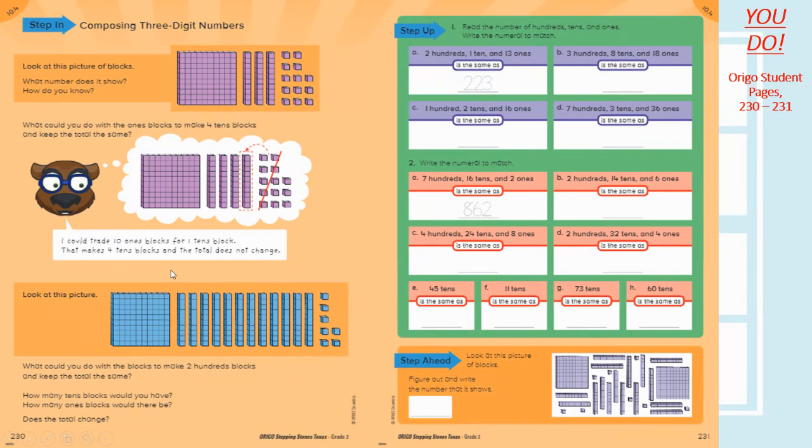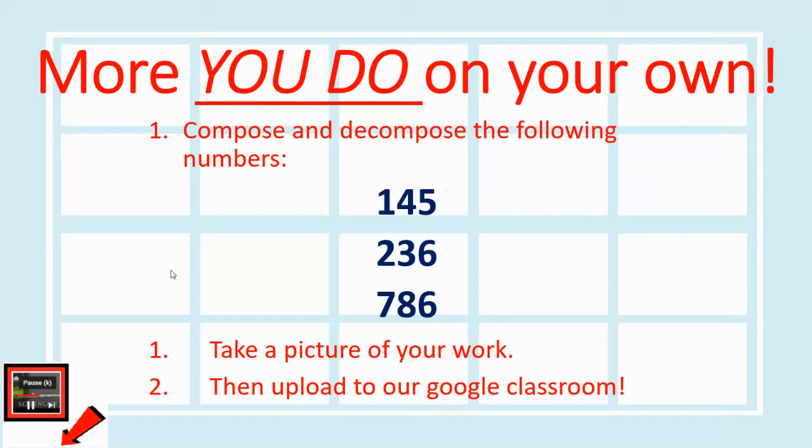Your you do on your own today, class, is going to be page 230 and then page 231. Do those, take a picture and upload to your classroom. Some more you do on your own as always. I want you to compose and decompose these numerals the same way with those steps we did before. 145, 236, 786. Take a picture of your work and then upload it to our Google Classroom.